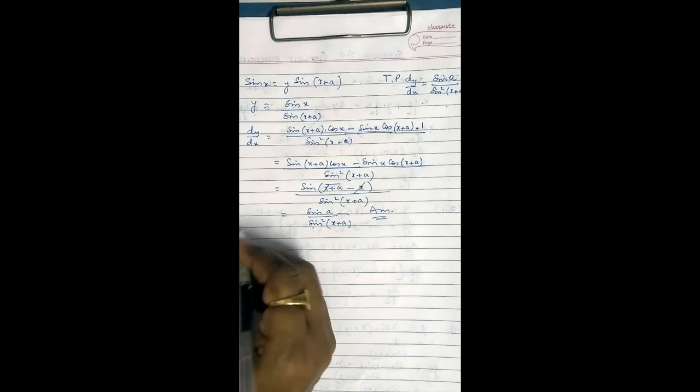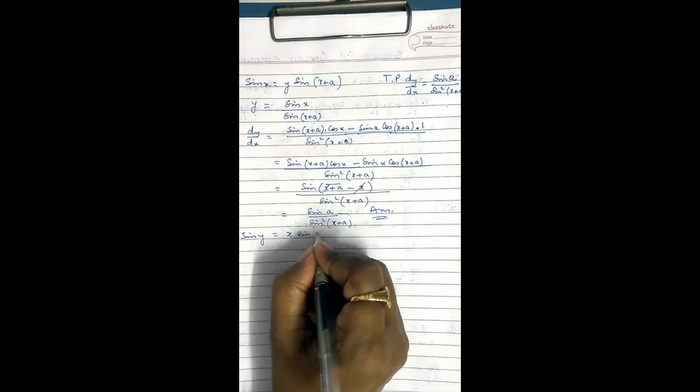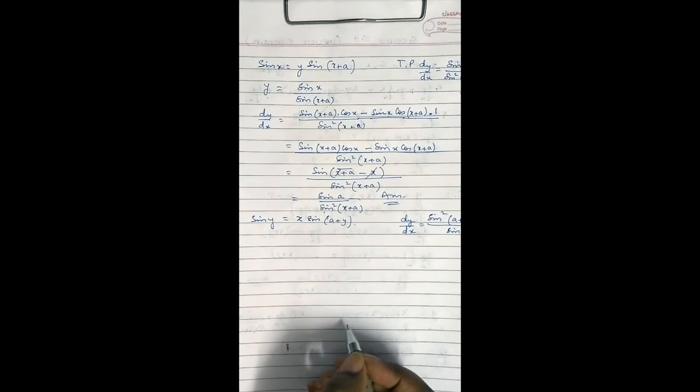Okay, the next question, that is the third part. I have sine y equals x times sine of A plus y. Here again, I am required to show dy by dx as sine square of A plus y upon sine A. Here also I can see I am supposed to prove sine square A plus y upon sine A. That means somewhere it is of the form v square. That gives me a hint. So I'll try over here.